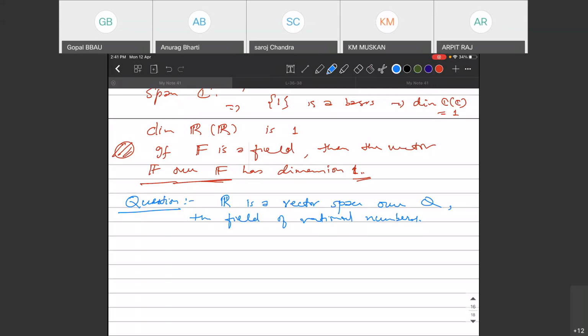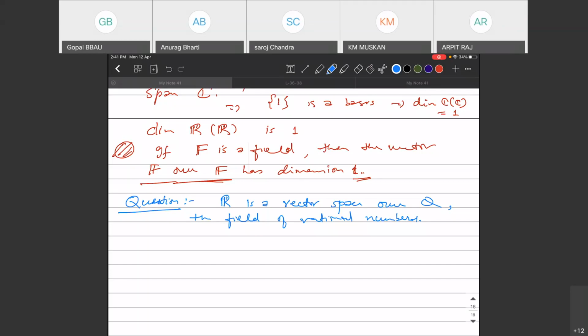आप लोग सहमत हैं या नहीं? Because Q is a subfield of R. Q is a subfield of R. So Q is a field itself. Yes, sir. ओके, Q खुद एक फील्ड है और R एक वेक्टर स्पेस होता है Q में. R is a vector space over Q.